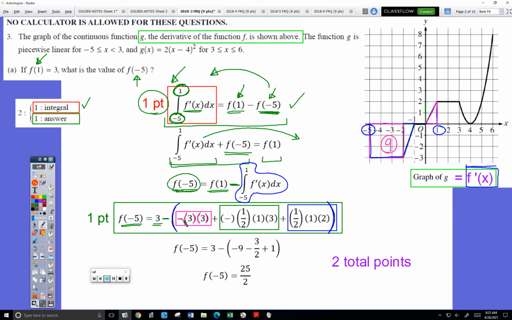The triangle over here has dimensions of 1 multiplied by 1, 2, 3. So 1 multiplied by 3. Because it's a triangle, I multiply by 1/2. Because it is below the axis, it counts negatively. And I have to add those two areas together.